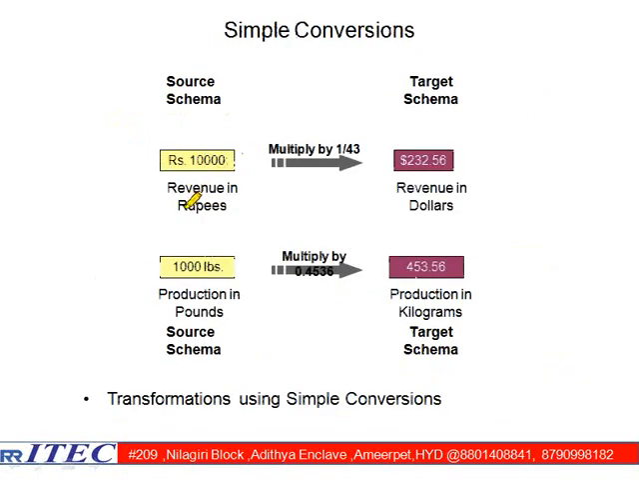Next one, I have money available in rupees, but I want to convert that into dollars. Let us say at the time of preparing the documentation, we have 43 rupees equal to $1. That is the reason we gave 43. Now here I have weight available in pounds, but we are trying to calculate kilograms. So this is also one type of conversion. Transformations using simple conversions. Most of the transformations are going to be this kind of conversions.